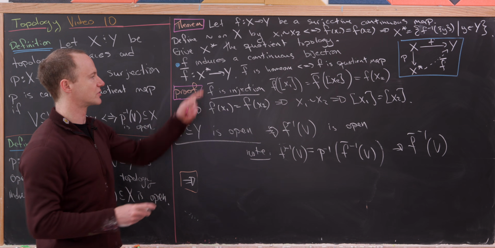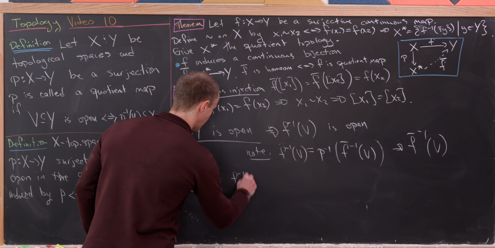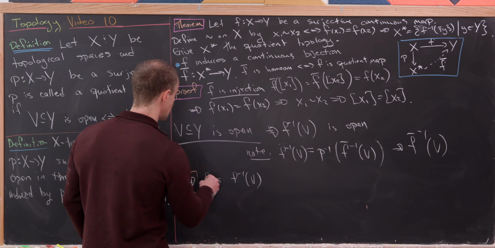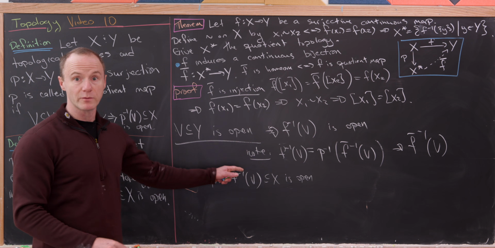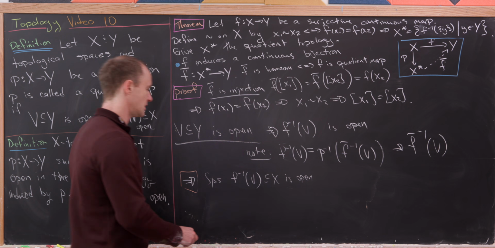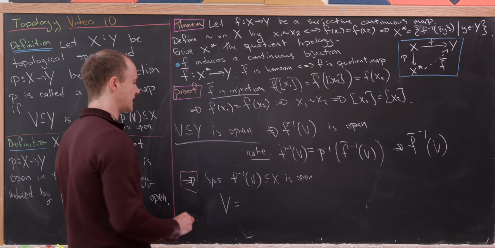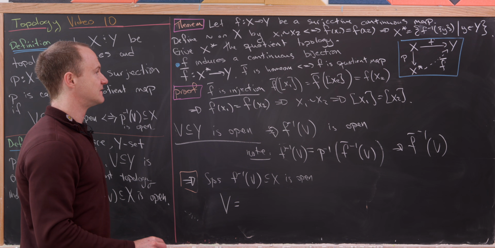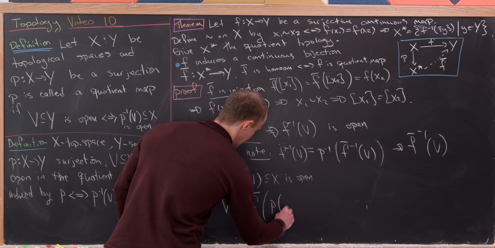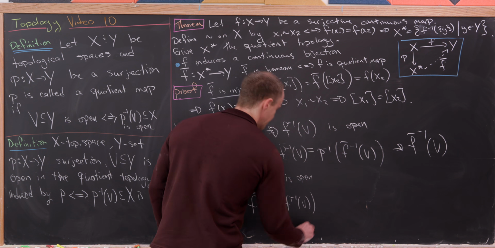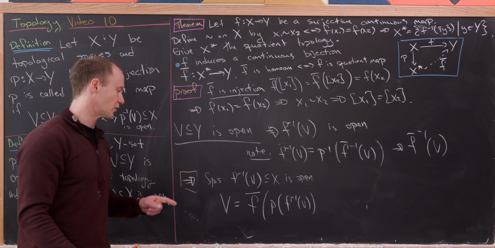So let's start with this forward direction. F bar is a homeomorphism. And let's suppose that the pre-image of V inside of X is open. But now what we want to do is show that V is open. But note that we can write V in the following kind of tricky way. V is going to be equal to F bar applied to P applied to the pre-image of V. But now, again, that's open because F bar is a homeomorphism.